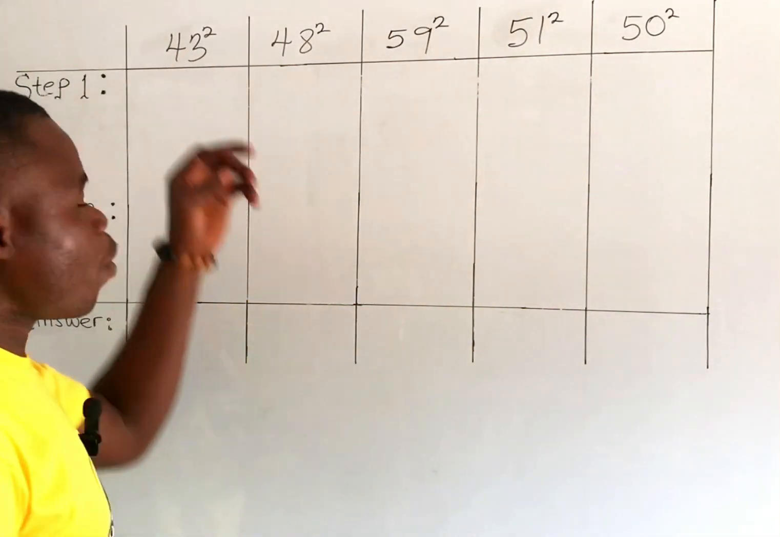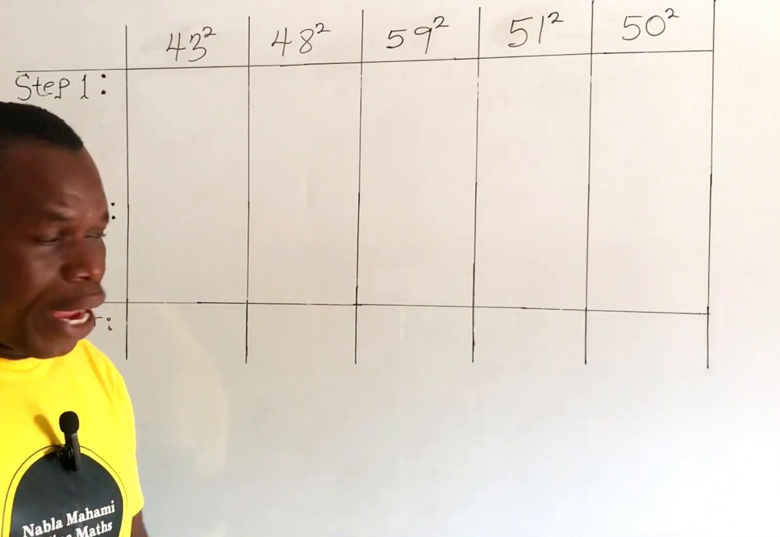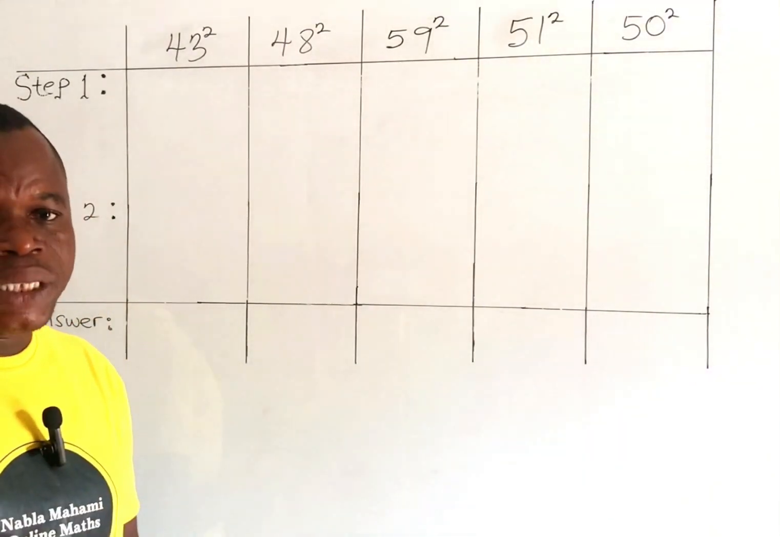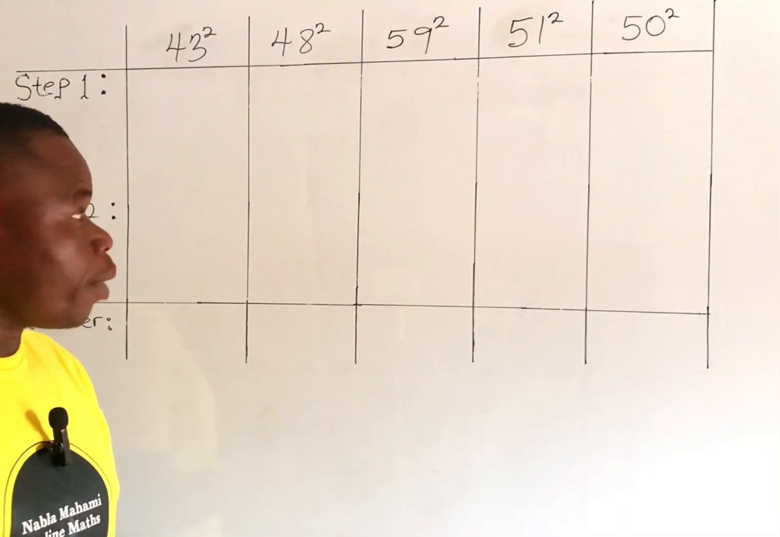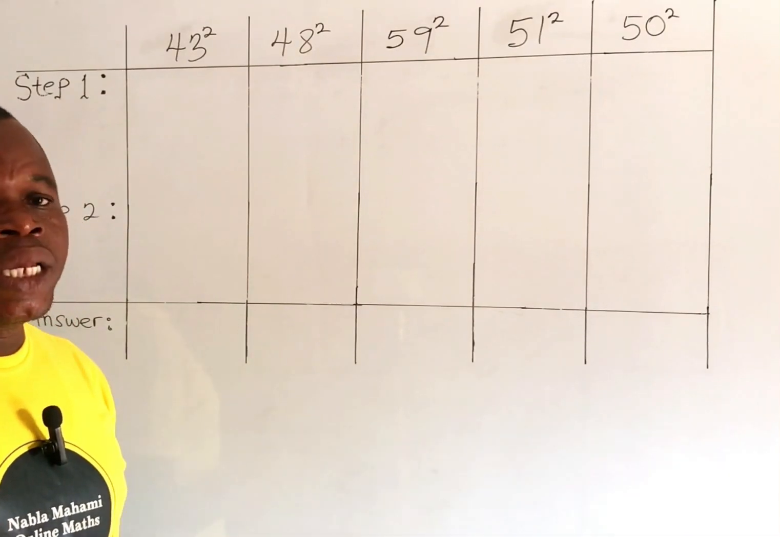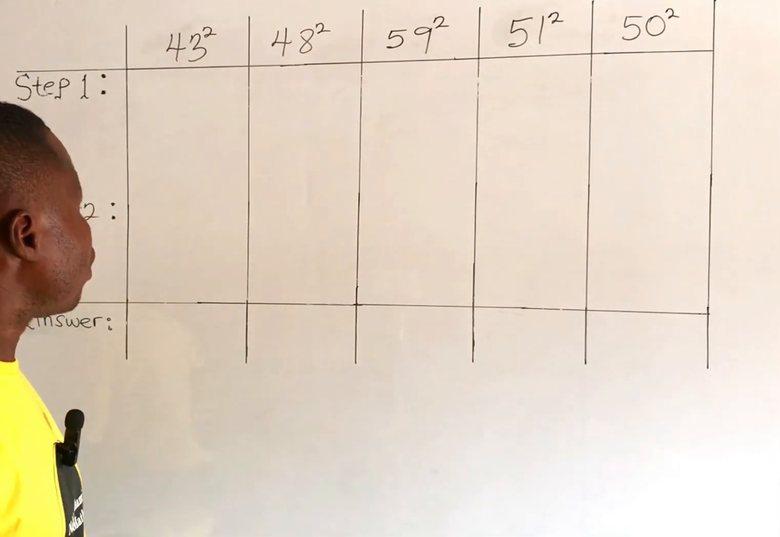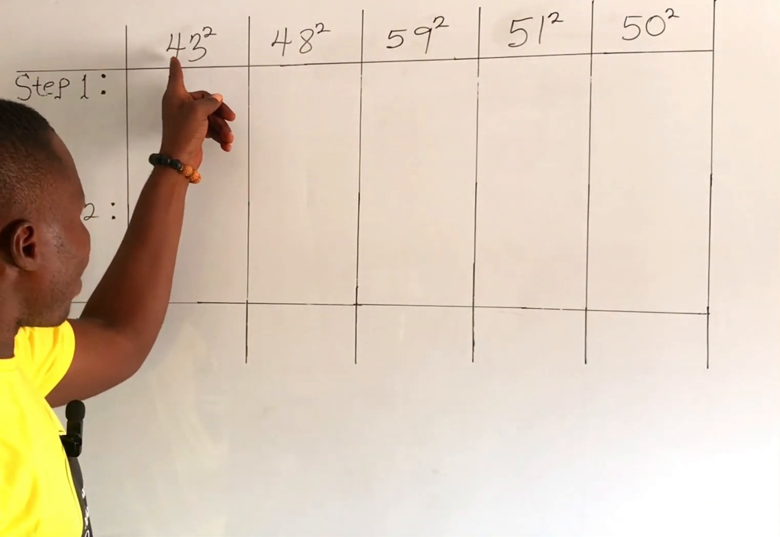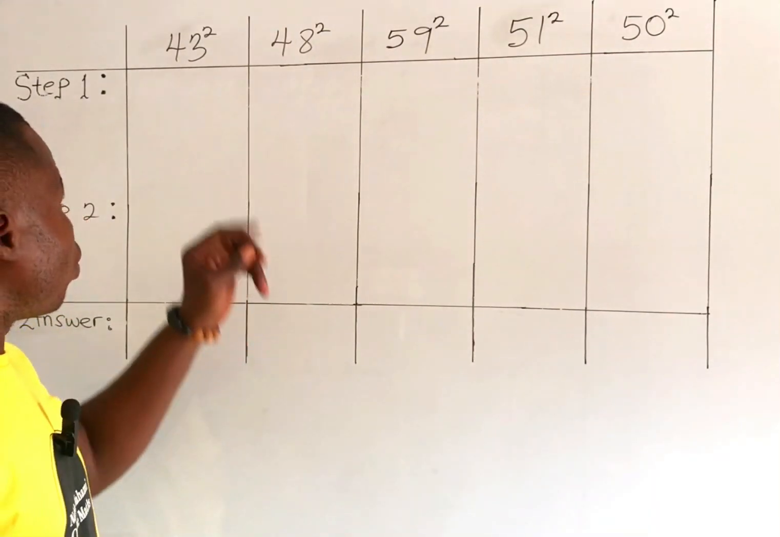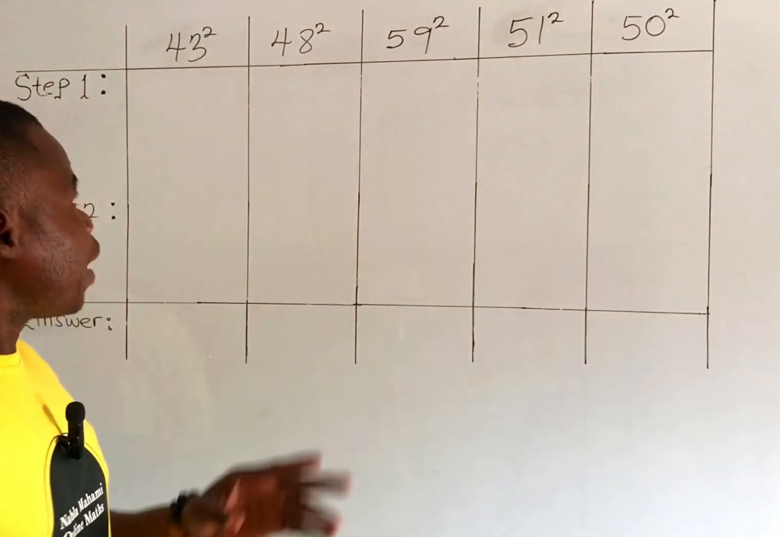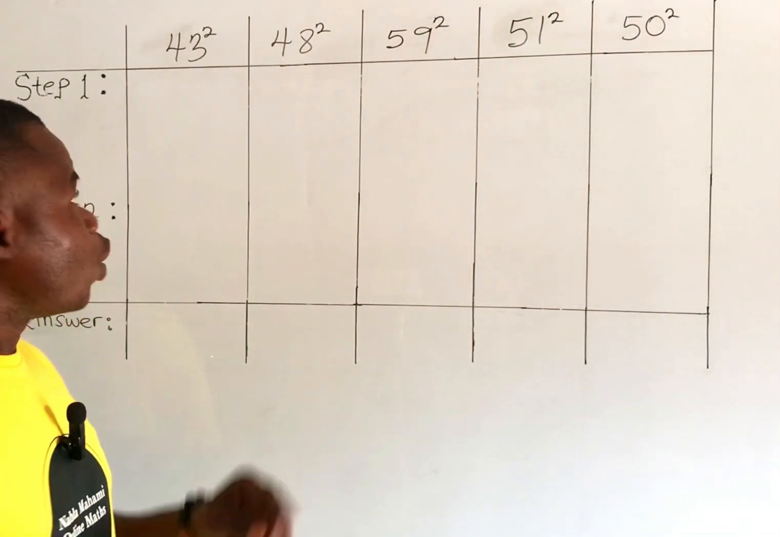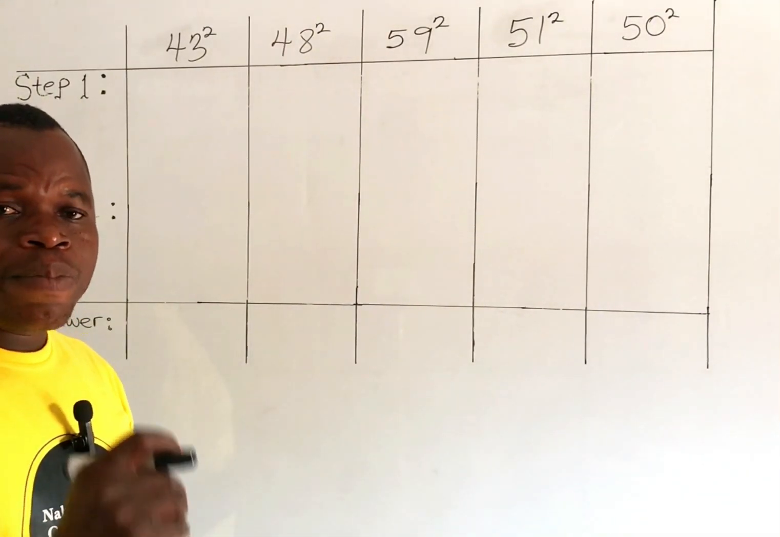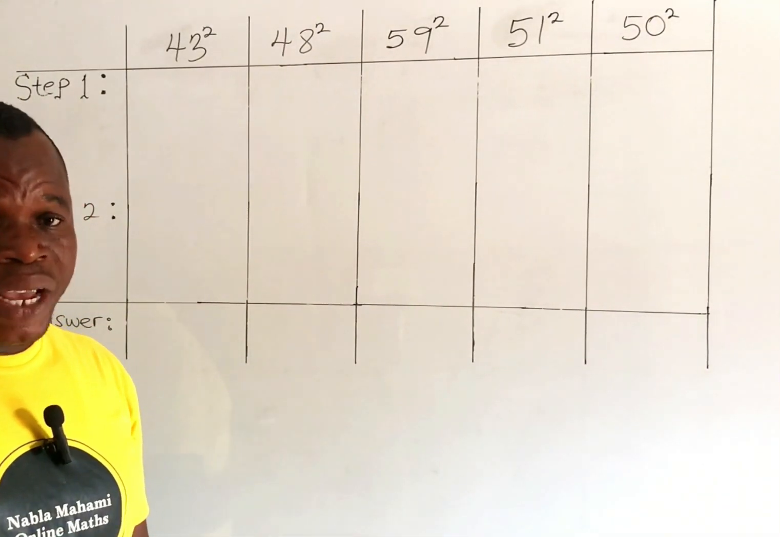The first example is 43 squared, which means 43 times 43. And we are going to do that within some seconds. So if you are to square a particular number, you check the number. If the number is less than 50, you subtract the number from 50. That is the first step.